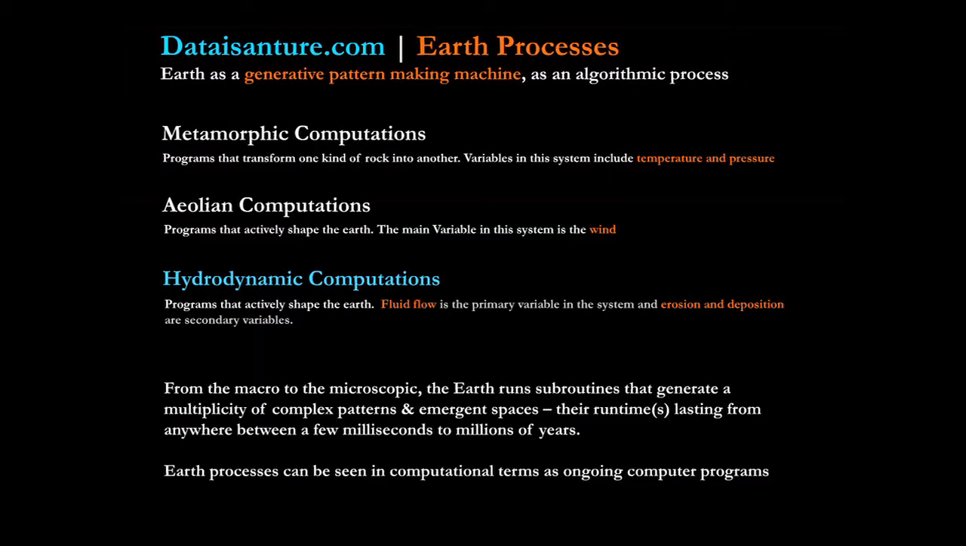You could say that metamorphic computations transform one kind of rock into another, and the variables are temperature and pressure. Eolian computations, which is obviously of the wind, the program actively shapes the earth, and the main variable is wind. And with hydrodynamic computations, fluid flow is the primary variable, and erosion and deposition are secondary variables, which create these spatio-temporal forms.